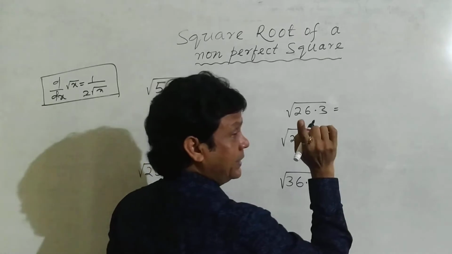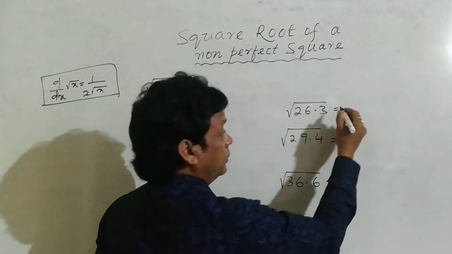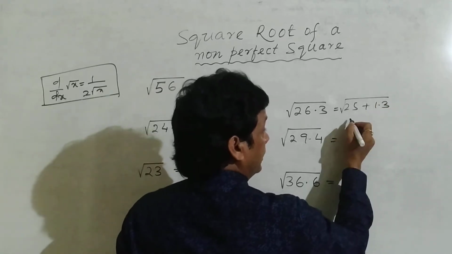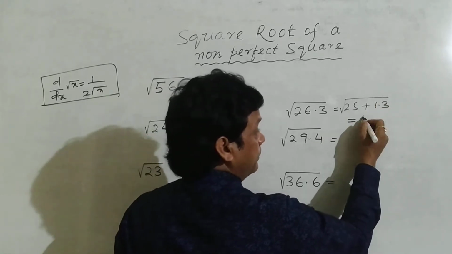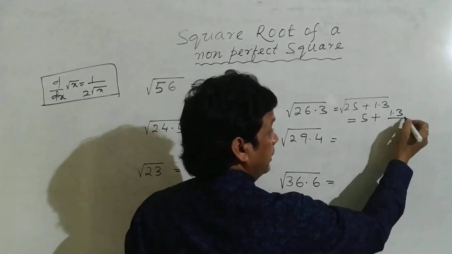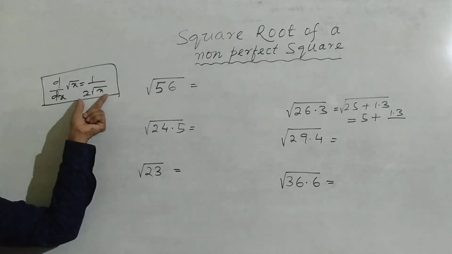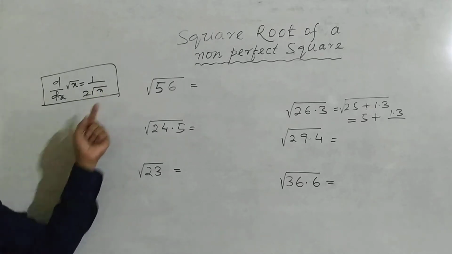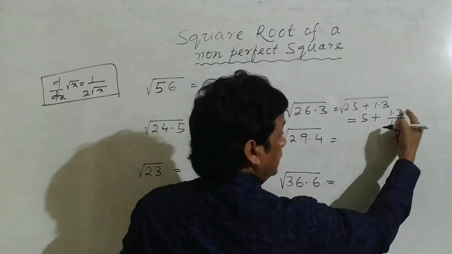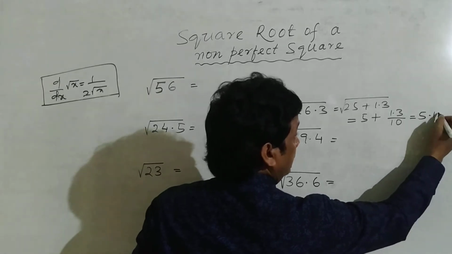Now see here, I can write the same process. Find a perfect square number nearest to 26.3. It is 25. So the square root of 25 plus 1.3. The square root of 25 is 5, and it is plus here, so put a plus sign. Then 1.3 divided by 5 into 2. The logic is 2 into root x, where x is 25. Root 25 is 5, so 5 into 2 is 10. So 1.3 divided by 10 is 0.13. So 5.13 is the answer.